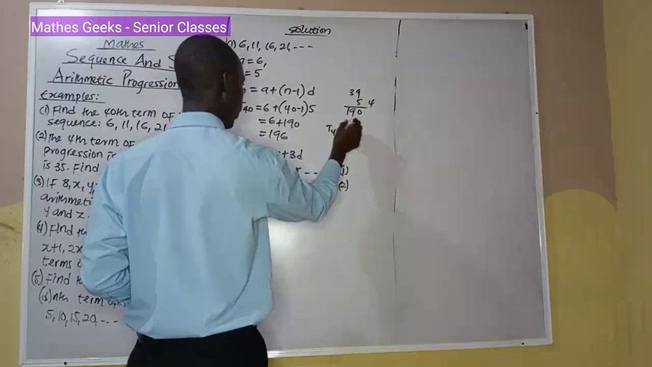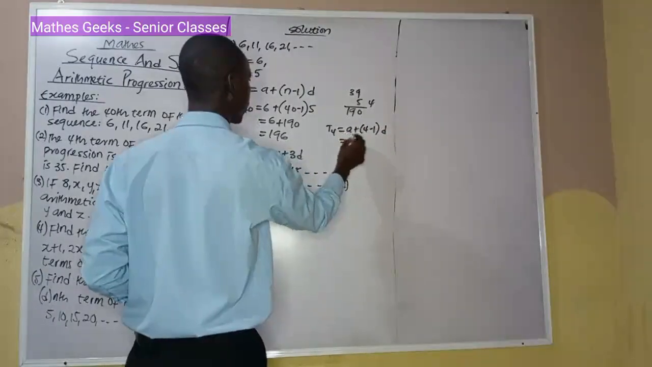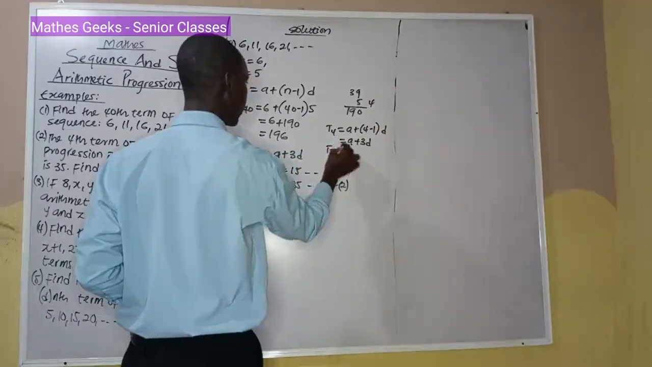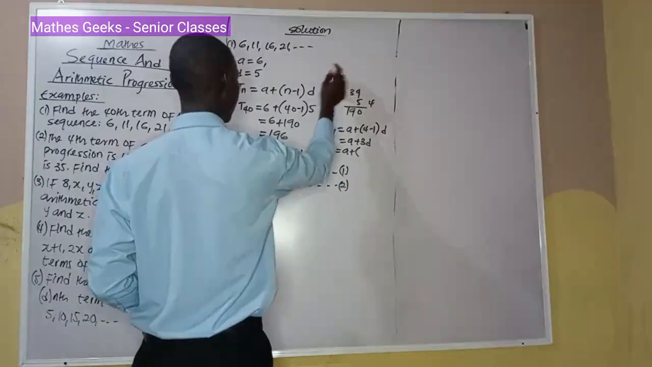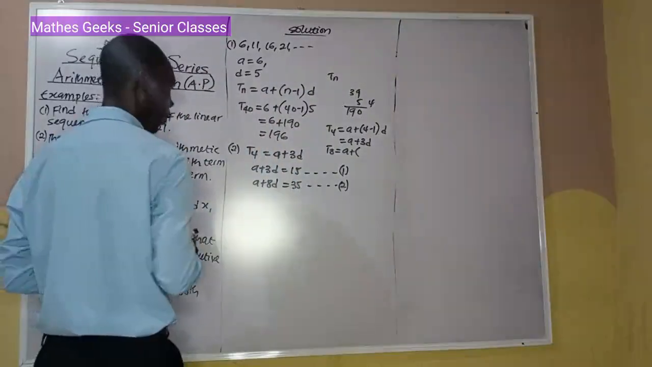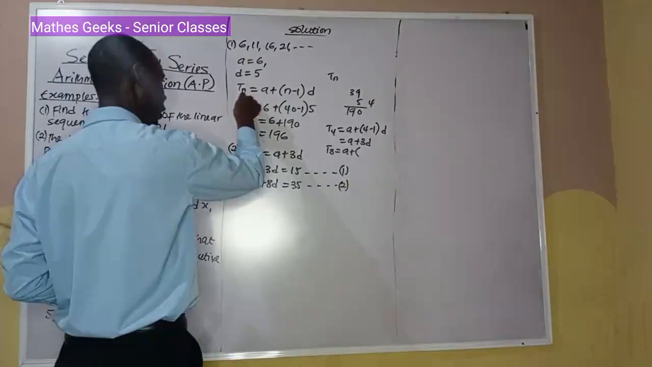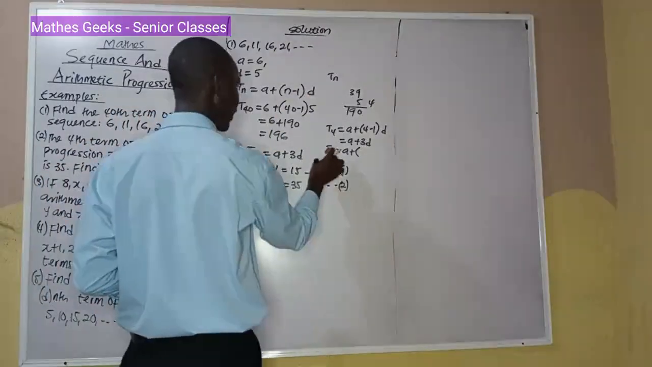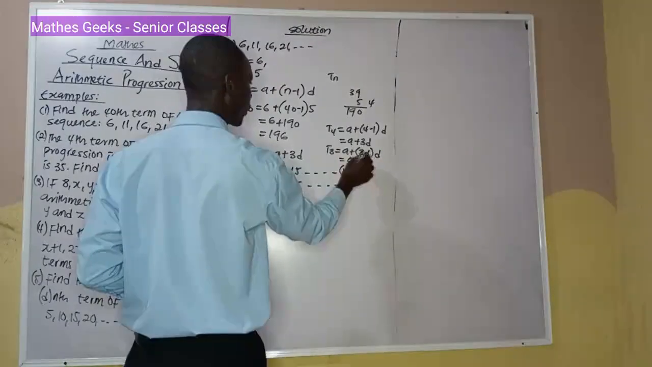T4 will give us A plus 4 minus 1 times D. 4 minus 1 will give us A plus 3D. In the same way, T8 is equal to A plus the 8 here. From our general formula, Tn is A plus n minus 1 D. So n is the number of the term we are considering. So when we talk about the 8th term, 8 is the n here. So T8 will be A plus 8 minus 1 multiplied by D.